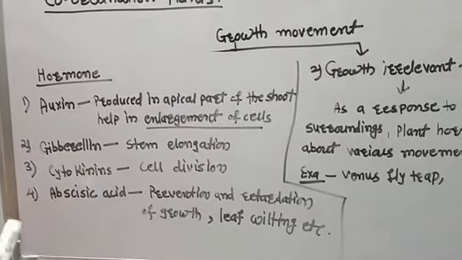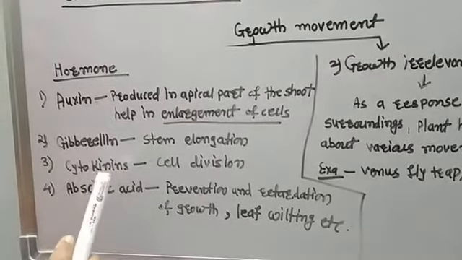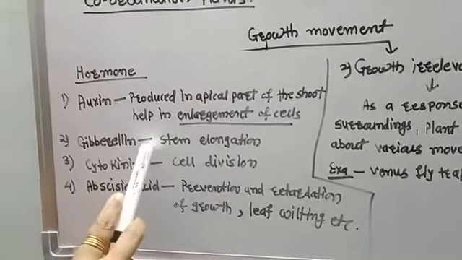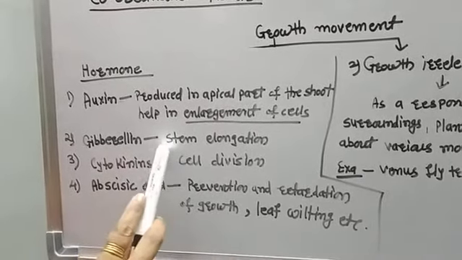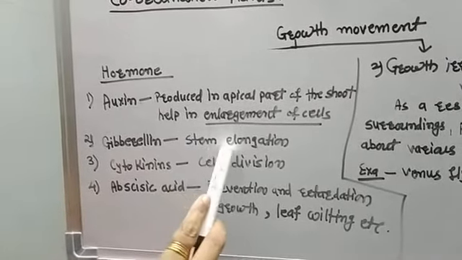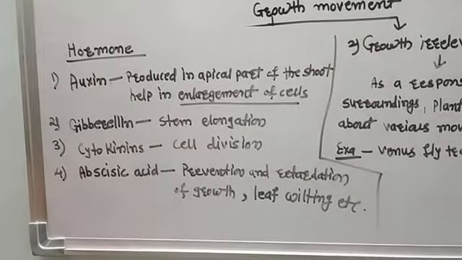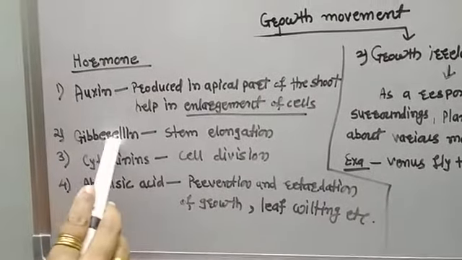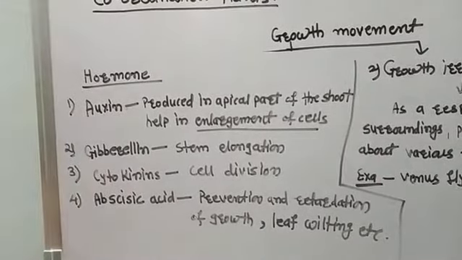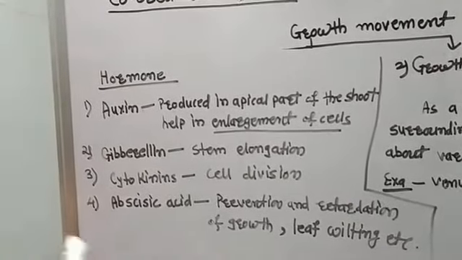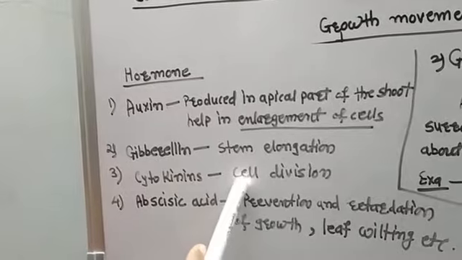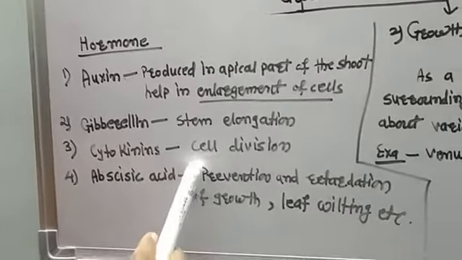Then the second hormone is gibberellin. It is secreted, and the main function of gibberellin is stem elongation. The stem part of the plant body gets elongated due to the secretion of gibberellin. The next hormone is cytokinin. This hormone is responsible for cell division.